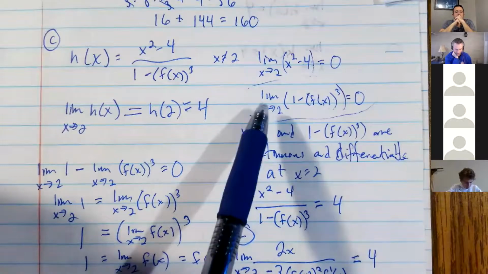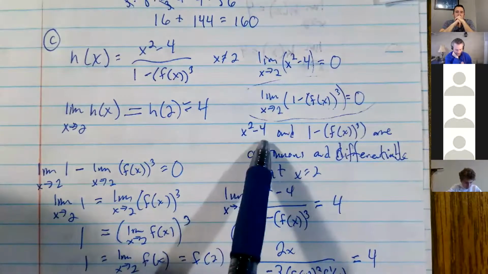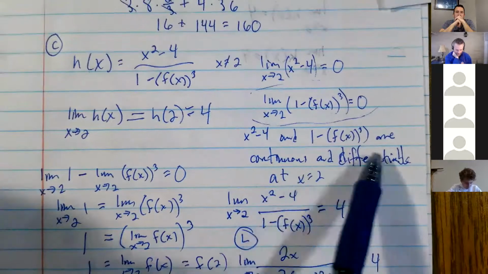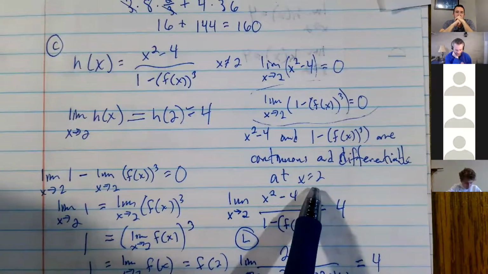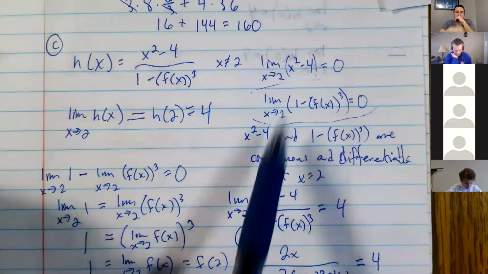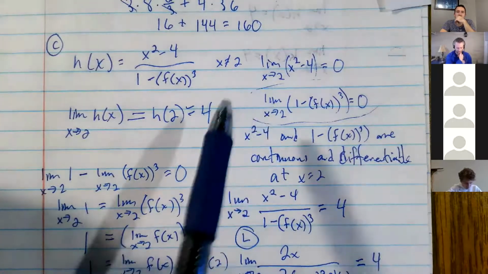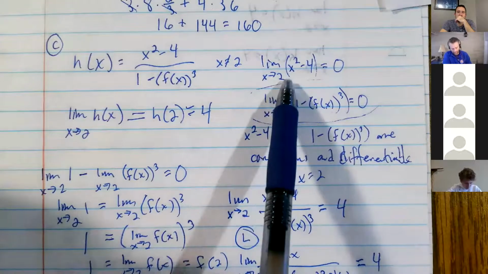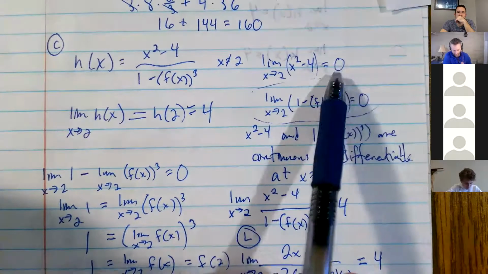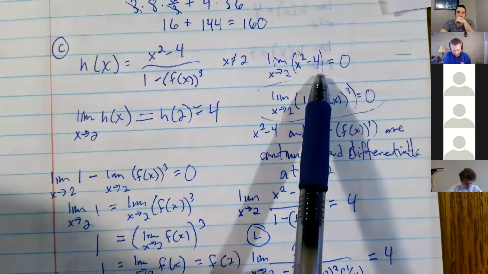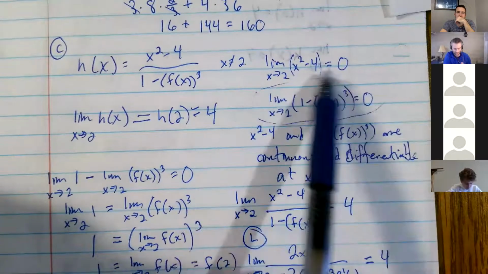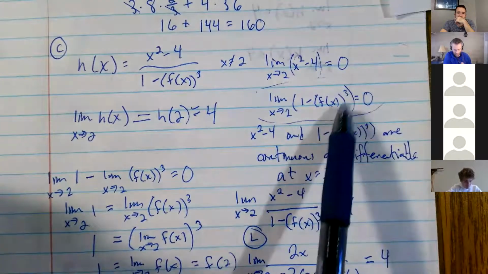Okay, that also means that the numerator and the denominator are continuous and differentiable functions at x equals 2. So that is important to note, because the numerator approaches 0 as x approaches 2. Well, that's obviously true, because the limit of x squared minus 4 as x approaches 2 does equal 0. But the denominator, you don't know what f of x is.